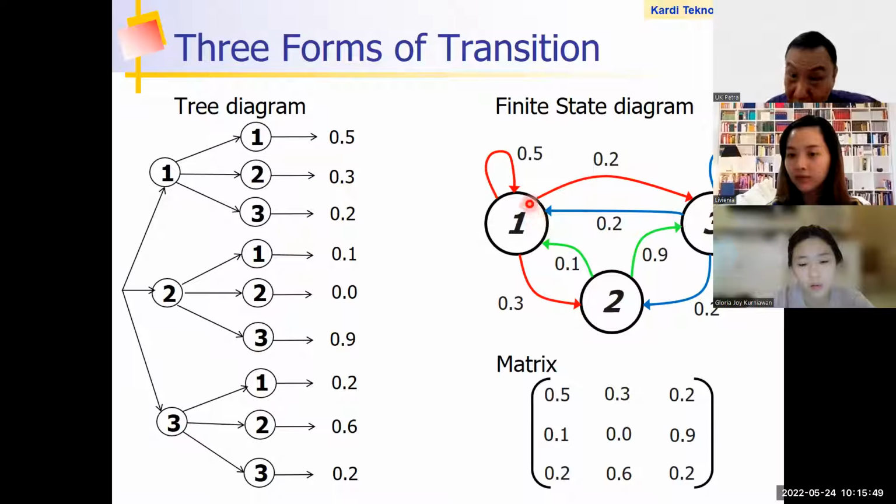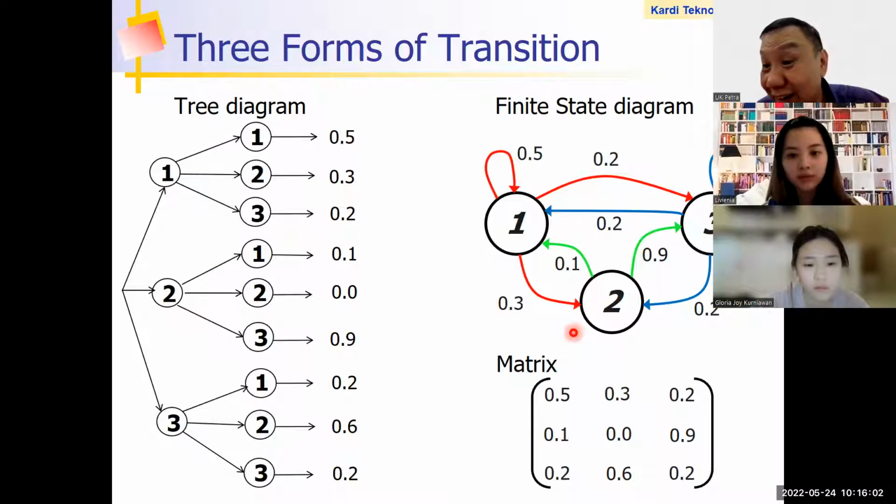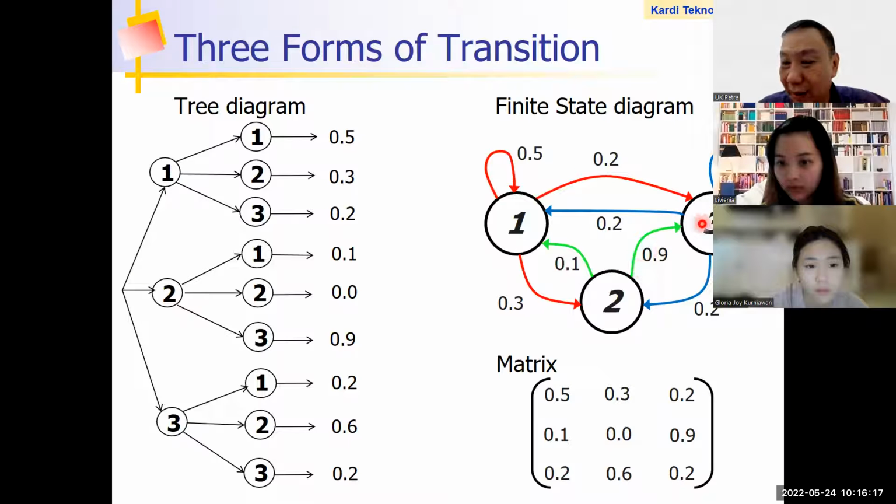So for each arrow going out of one state, you see 0.5, 0.2, and then 0.3. The sum of probability is 1. Going out, you see 0.5 plus 0.2 plus 0.3. The same thing here, 0.1, 0.9. So the sum is 1. The same here, 0.2, 0.2, and then this must be 0.6.